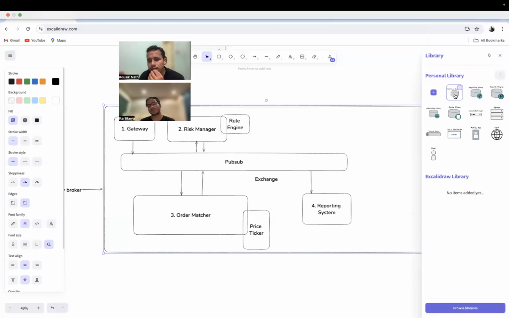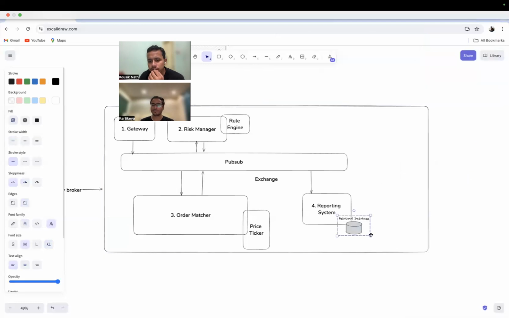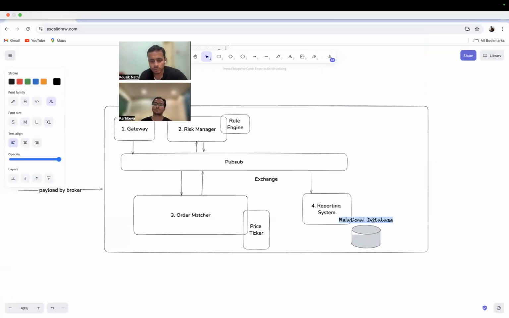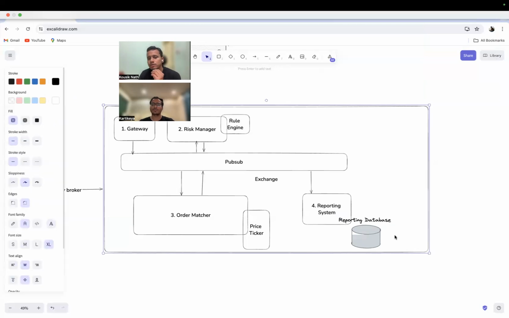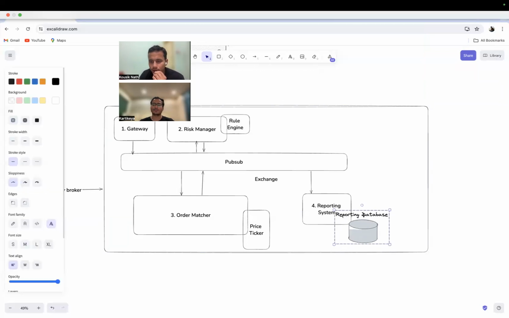Maybe I'm thinking that this reporting system can have some database because it's not in the critical path. Anyway, it should have some database. So this is the reporting database, right? Given the timestamp from and to, it can actually fetch the data, right? So I think that should be doable here. Anyway, so this is integrated to this.